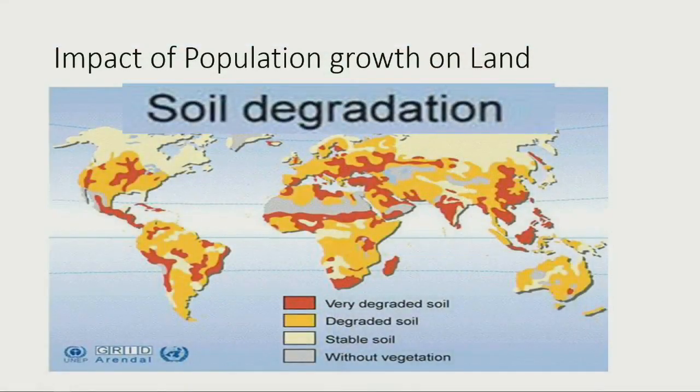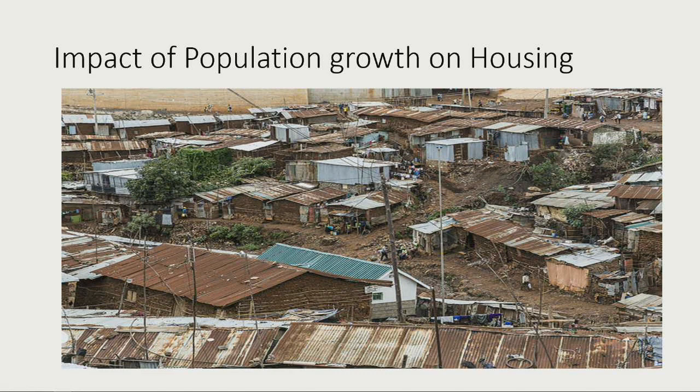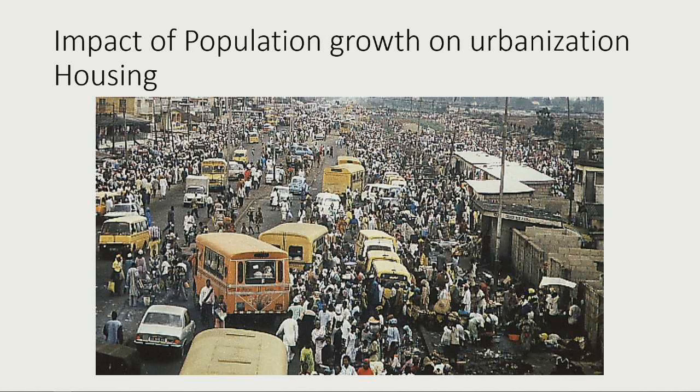The issue of soil degradation is almost all over the globe. But it will be worse, or if it's not already worse, where we have rapid population growth like in Africa. Look at the issue of housing, informal settlements, and they're already backlogged. Urbanization, congestion on the roads, and it's very difficult under those circumstances to drive. But if nothing is done, we'll reach that particular stage.